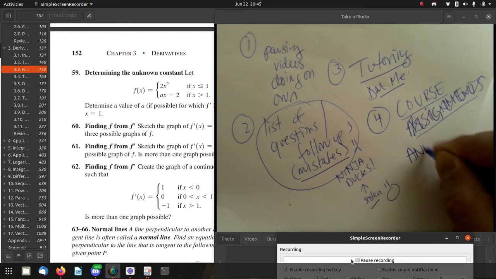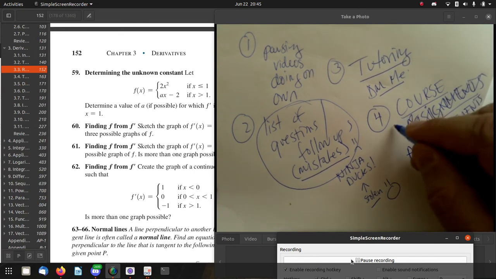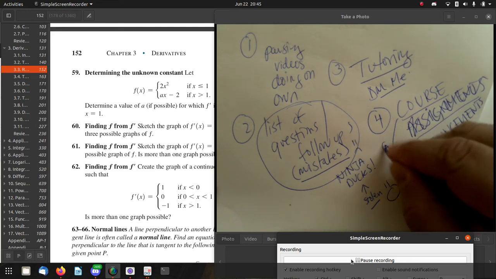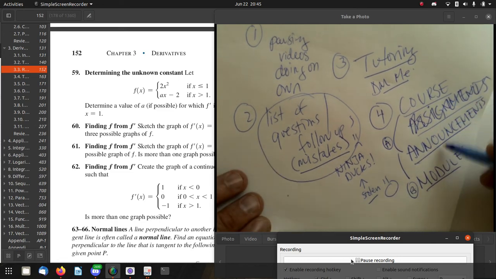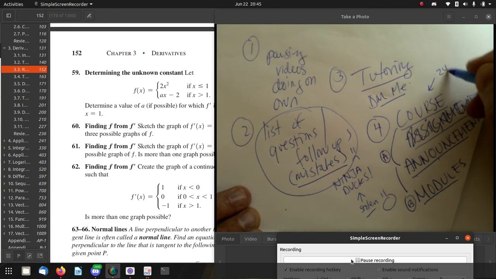So, did I say course assignments? Course announcements. But the last thing is, a lot of you are failing to read course announcements. This is super important. This, and modules. These are like the 2 sacred things for my class in Canvas. You need to check these every 24 hours.